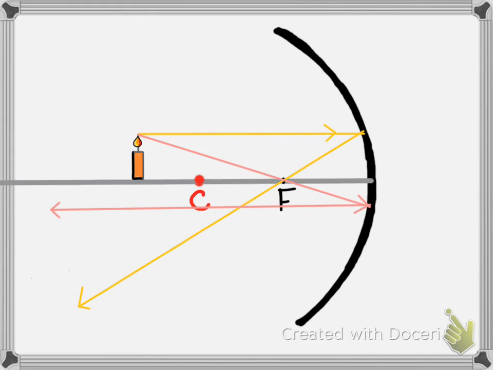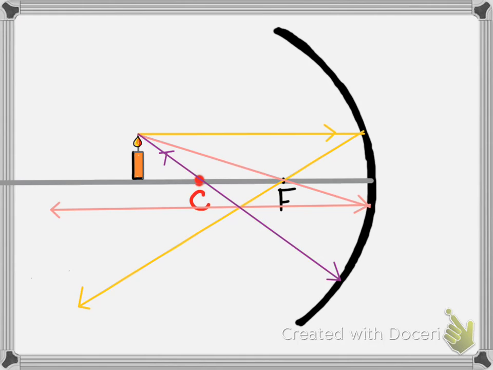Now we're going to draw one more ray, and that ray is going to again start from our object, but this one's going to go directly through the center of curvature to the mirrored surface, and then oddly enough, it's going to reflect back on itself.